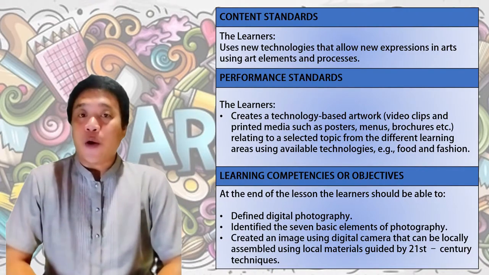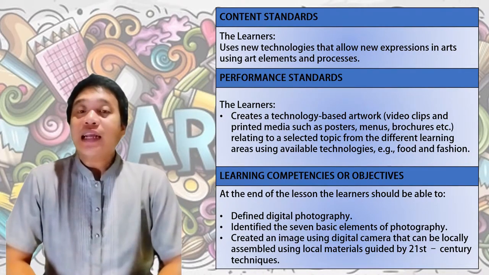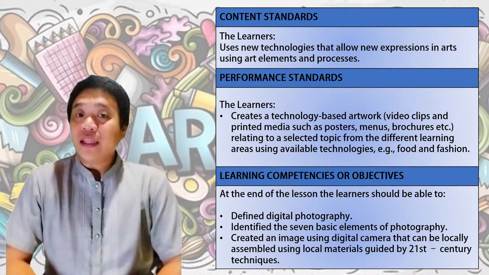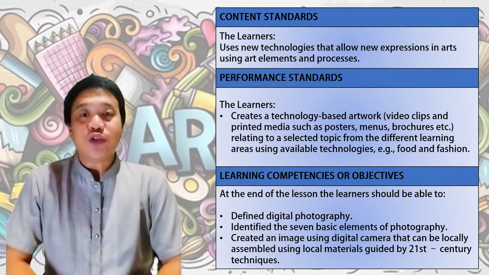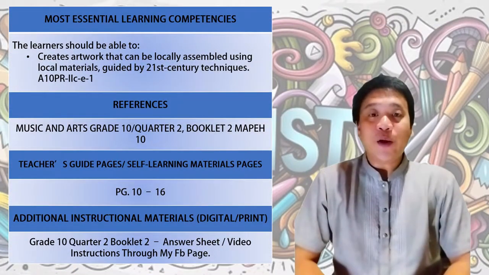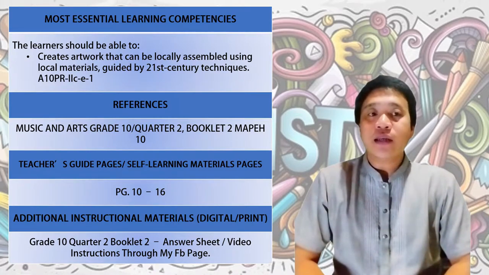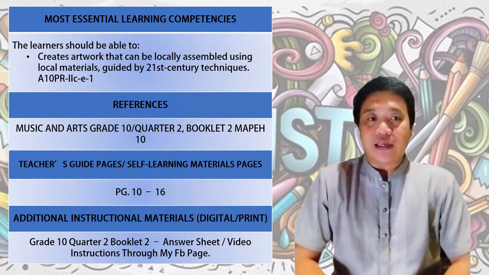Learning competencies or objectives. At the end of the lesson, the learner should be able to, number 1, define digital photography. Number 2, identify the 7 basic elements of photography. Number 3, create an image using digital camera that can be locally assembled using local materials guided with the 21st century techniques. Most essential learning competencies. The learner should be able to create artworks that can be locally assembled using local materials guided with the 21st century techniques.